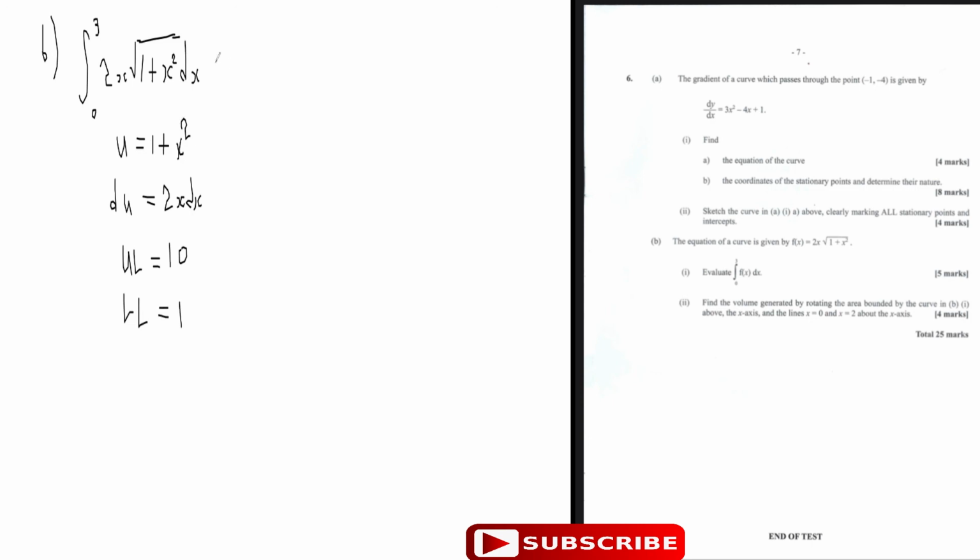And so now we can rewrite this as the integral from a new lower limit of 1 to an upper limit of 10 of, 2x dx is du, and 1 plus x squared is u. So this is now the square root of u. So it's the integral from 1 to 10 of the square root of u du. Doing this integral, this is u to the half. So we add 1 to the power to get u to the 3 over 2, divide by 3 over 2, and we're integrating that from 1 to 10.